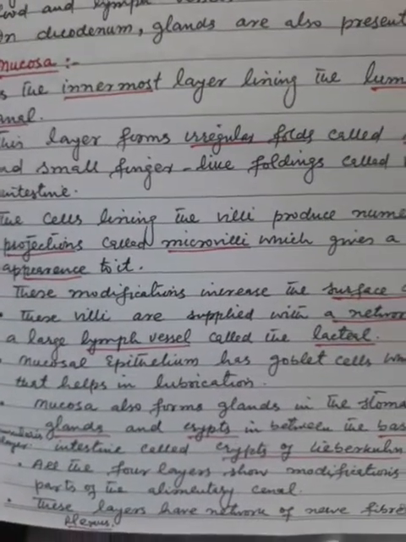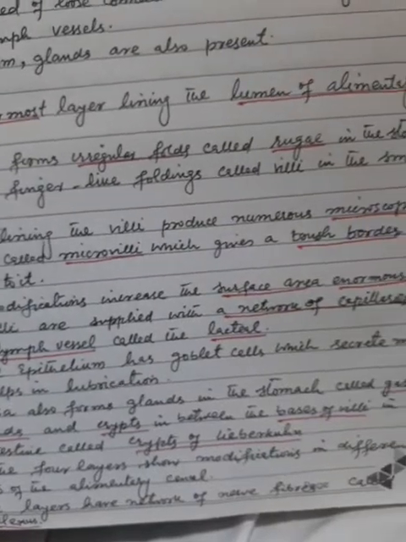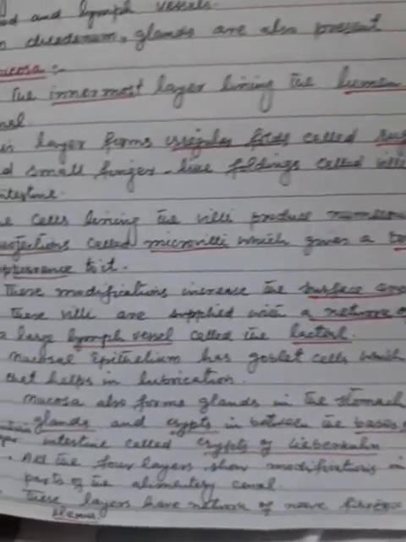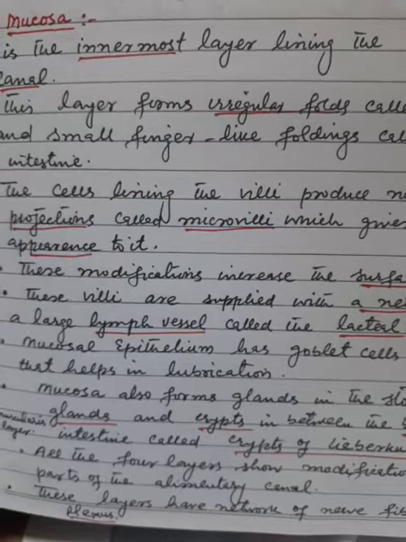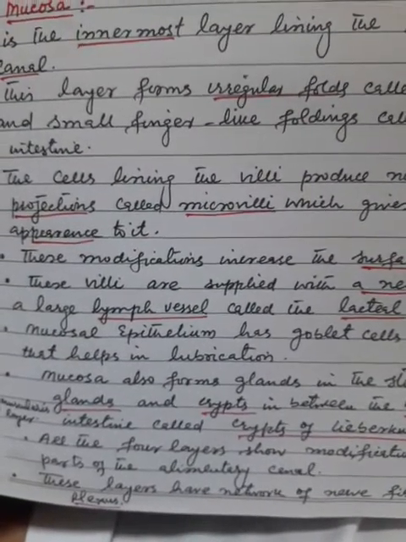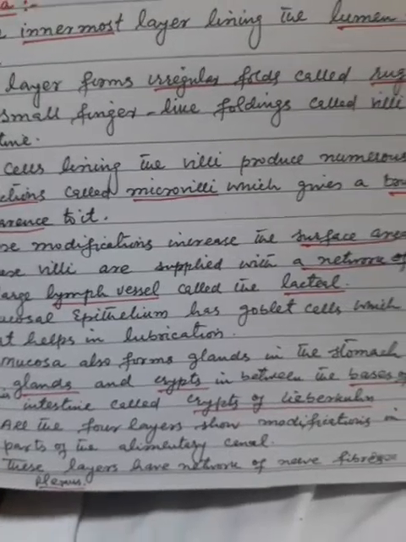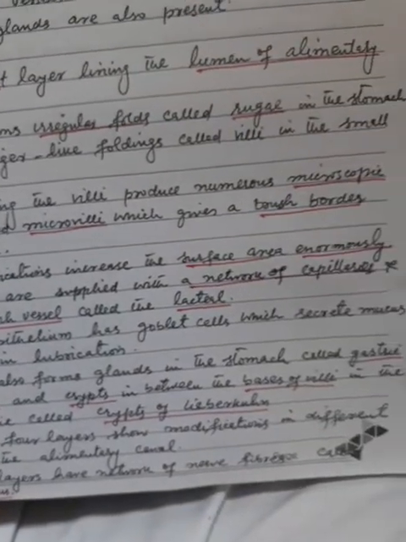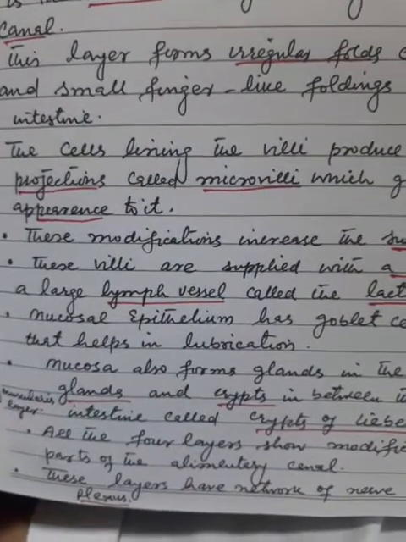These villi are supplied with a network of capillaries and a large lymph vessel called the lacteal. Mucosal epithelium has goblet cells which secrete mucus that helps in lubrication.